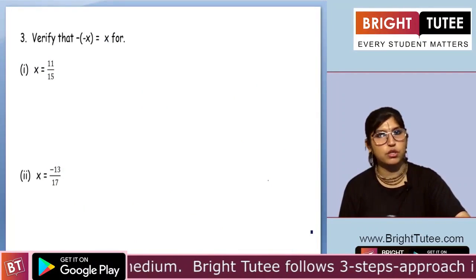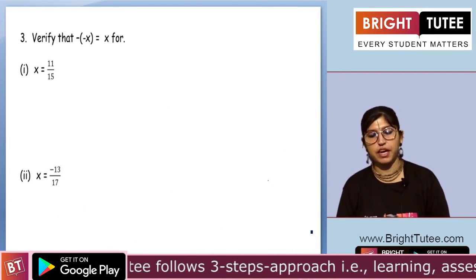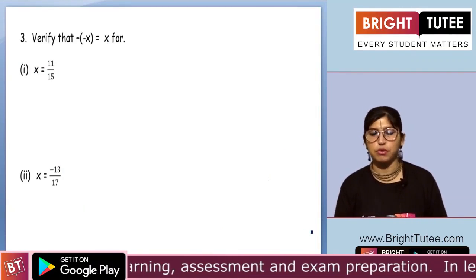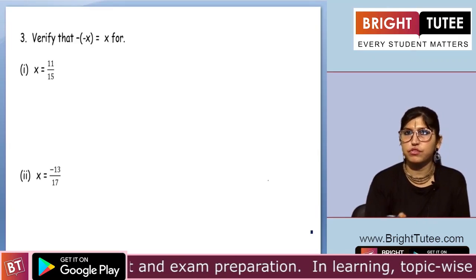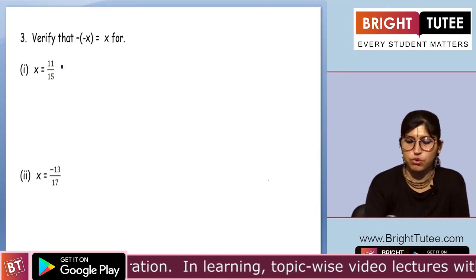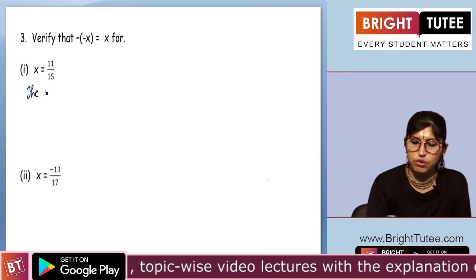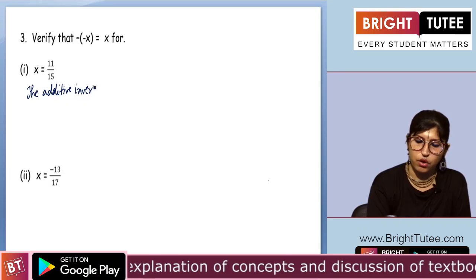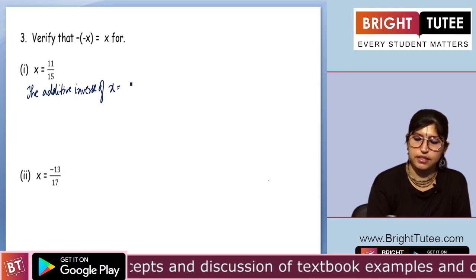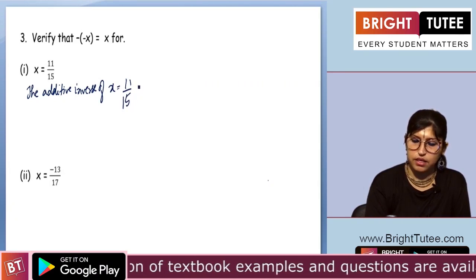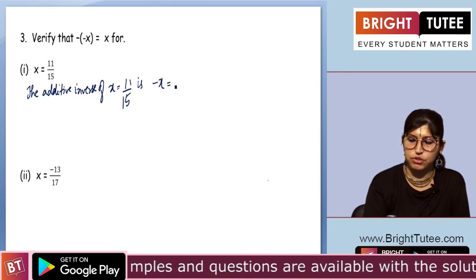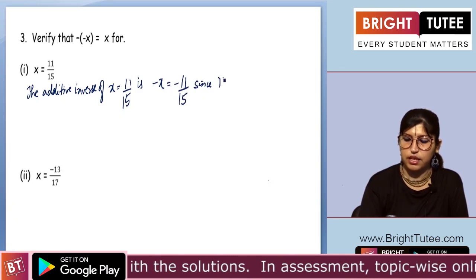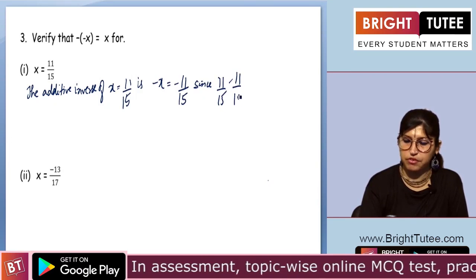Now let's move on to another question. Herein we need to verify that minus of minus x equals to x for these two rational numbers, as we started with, and we've solved few examples on the basis of this only. So we'll start by writing down that the additive inverse of x is minus x, which is equals to minus 11 by 15, since 11 by 15 minus 11 by 15 equals to 0.